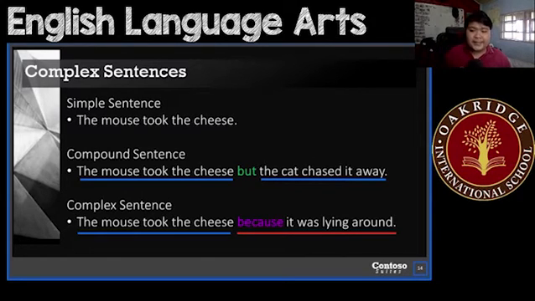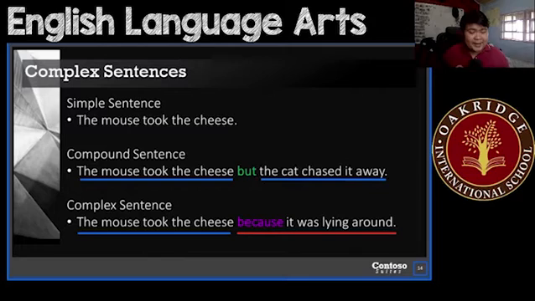Okay? A complex sentence would look like this. The mouse took the cheese because it was lying around. See how it works? Now, I have underlined it in blue, and I have also made the subordinating conjunction purple, right? For you to know that what's in red, including the conjunction, because, is a dependent clause. So we have a complex sentence: an independent clause, the mouse took the cheese, and then a dependent clause, because it was lying around.